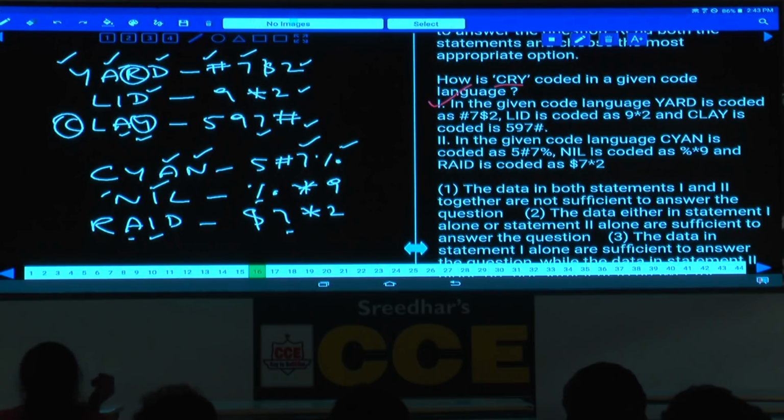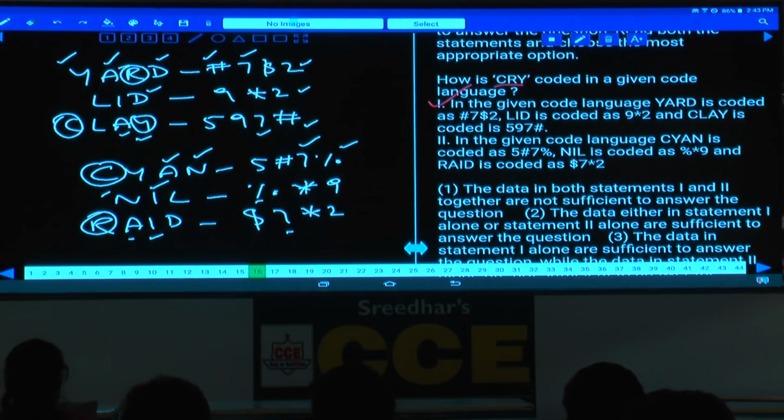Then tell me whether we are able to find the code for CRY or not. C is here, R is here and Y is here. Hence we are able to find out the code for CRY. One alone is sufficient, two alone is also sufficient. Each statement alone is sufficient. Then what is your answer here? Choice 2. Now question number 16, choice 2 is the answer.